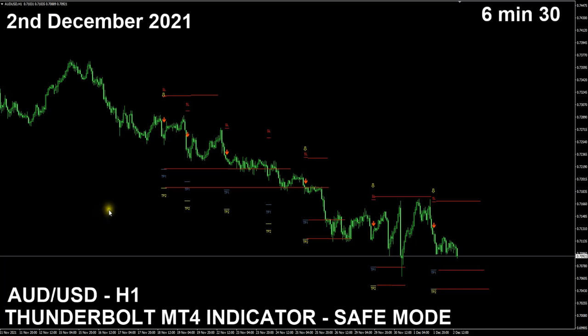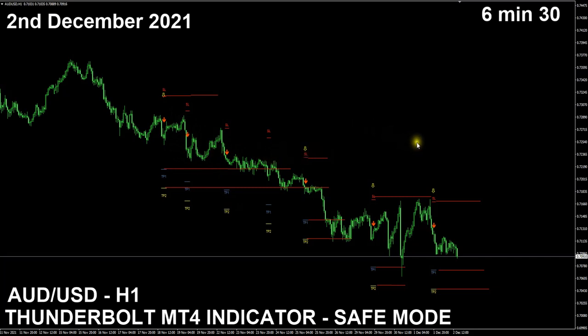We're continuing our theme of discussing the Thunderbolt MT4 indicator. It's a non-repaint indicator. However, when backtesting, it seems to have an issue because these arrows or signals disappear after a certain amount of time. So this is why I've drawn arrows and lines just to highlight for you that in case these signals disappear, we can still backtest and see what would have happened in these previous trades.